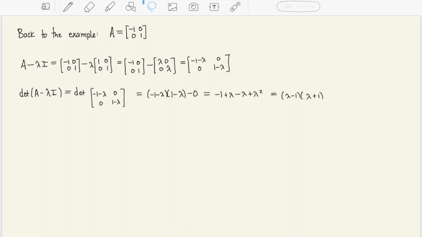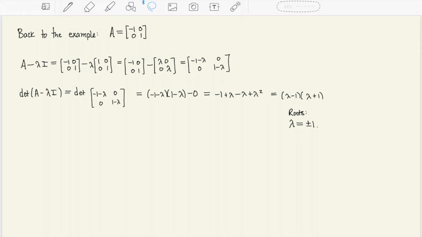Even though those entries are symbolic, we can still use our 2 by 2 determinant formula, AD minus BC, and that gives us an expression that has lambdas in it. It's a polynomial in lambda. And I'm going to take this polynomial, I'm going to simplify it, and then I'm going to factor it so that I can find the roots. In this case, that's plus and minus 1.